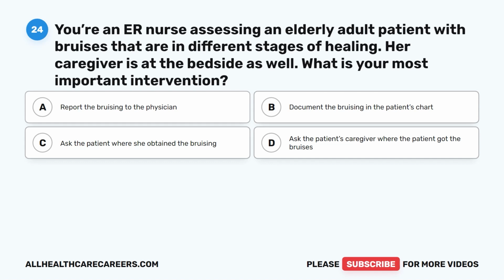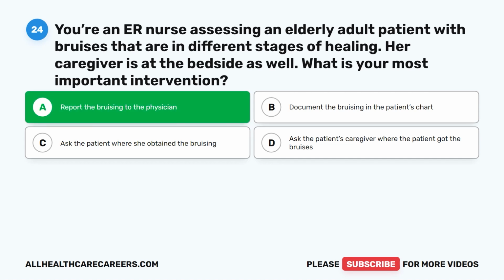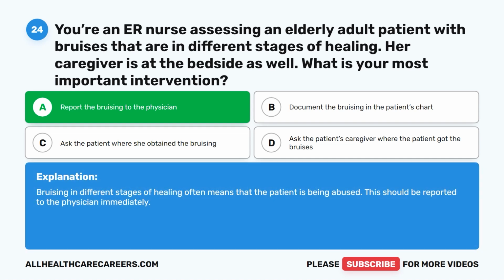Document the bruising in the patient's chart. C. Ask the patient where she obtained the bruising. D. Ask the patient's caregiver where the patient got the bruises. The correct answer is A. Report the bruising to the physician. Bruising in different stages of healing often means that the patient is being abused. This should be reported to the physician immediately.